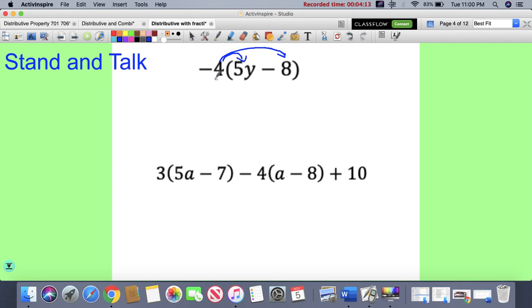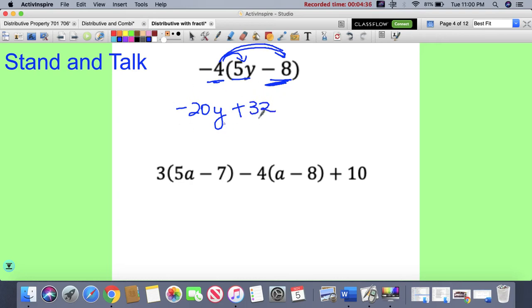The first thing we're going to multiply is negative 4. So this is a negative 4 times a positive 5y. So negative 4 times 5 is negative 20. And don't forget to make sure to include the y. So the second thing is a negative 4 times, and I want you to think of this as a negative 8, right? So negative 4 times negative 8 is positive 32.